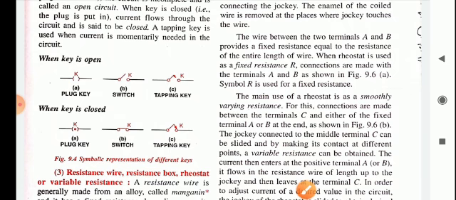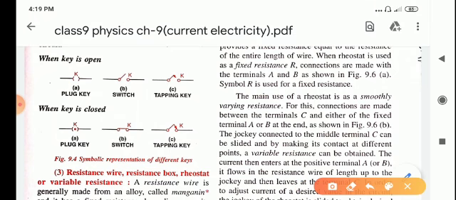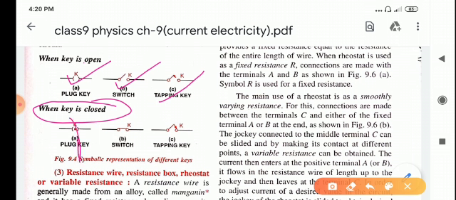When the key is open, it is represented by plug key, second point switch key and tapping key. When the key is closed, it is represented by the plug key as a point, the switch by connection of two wires, and the tapping key by an arrow key.